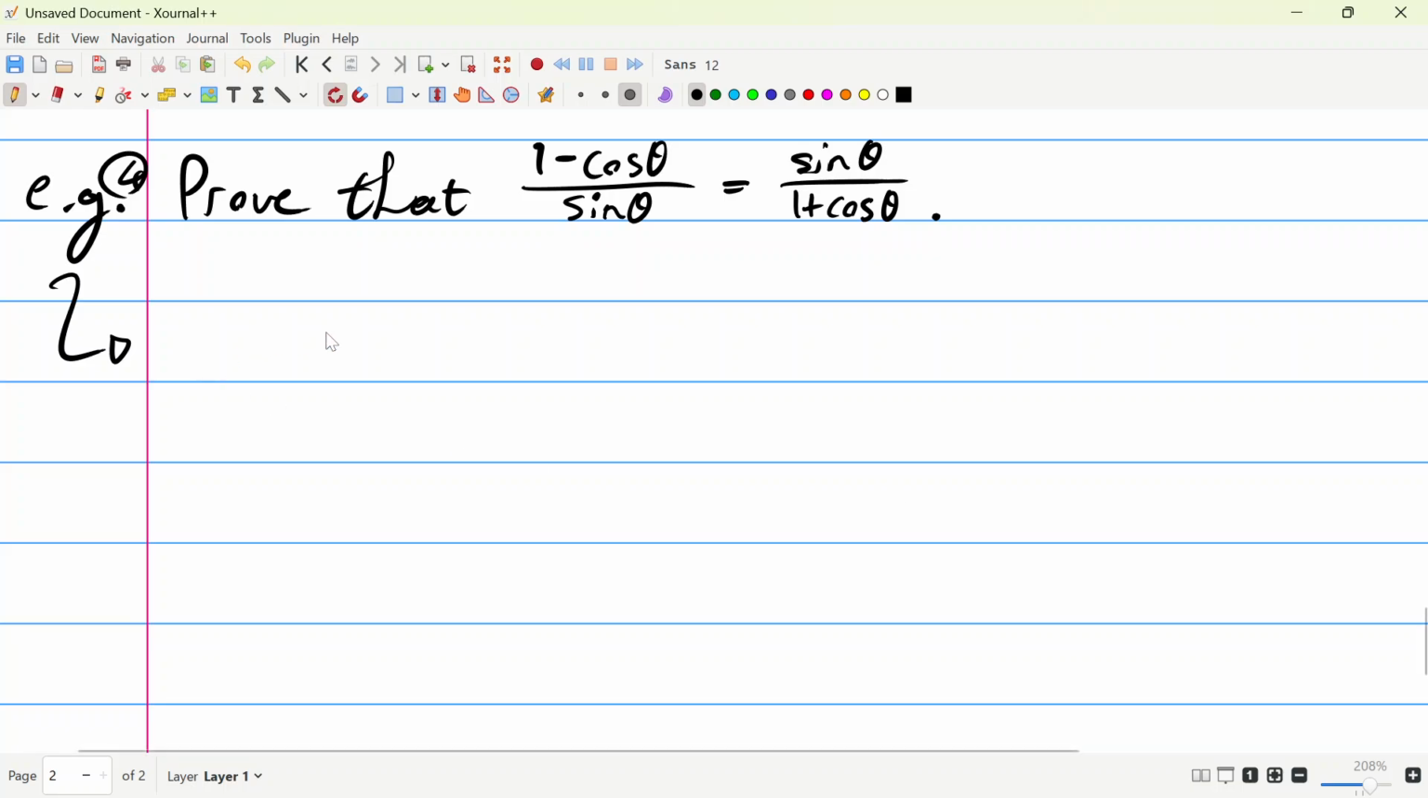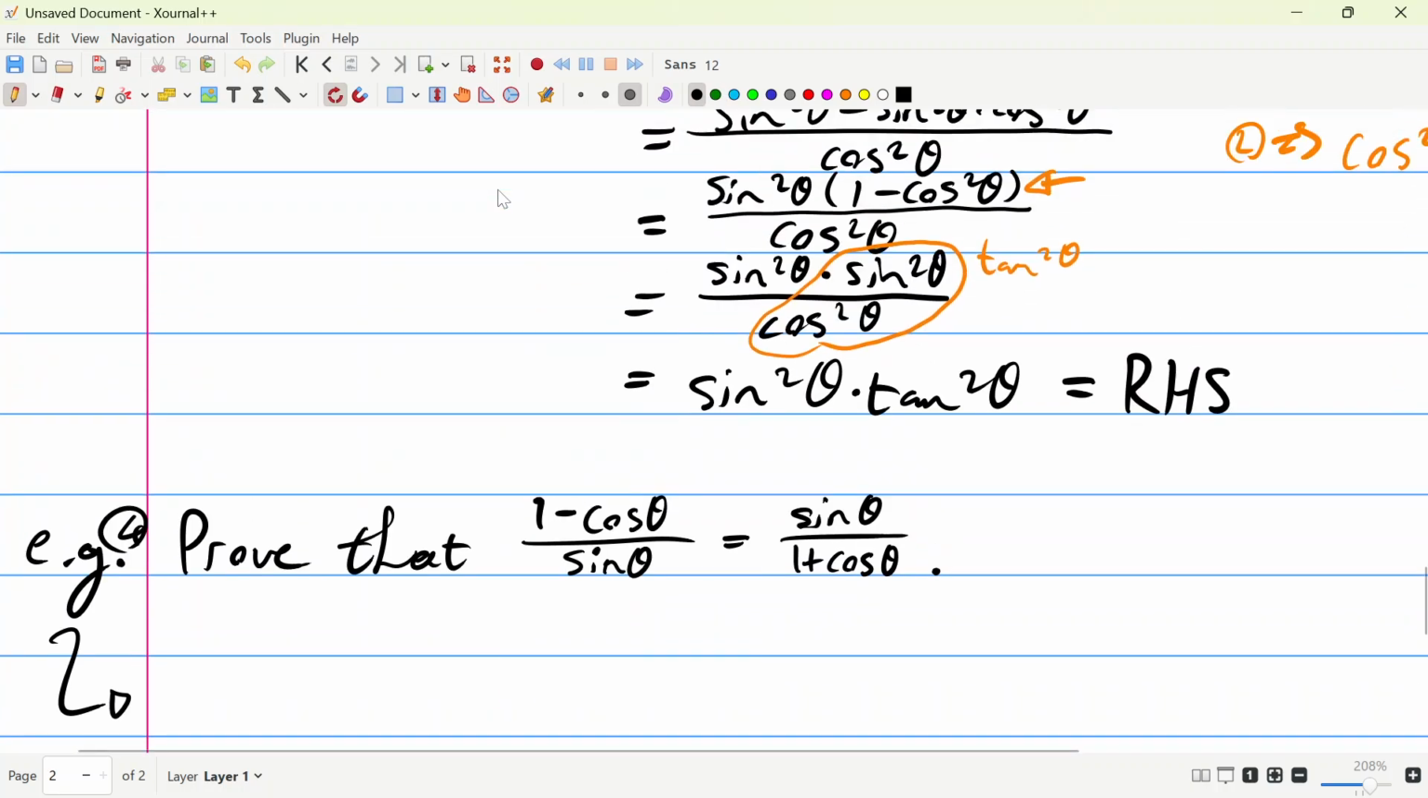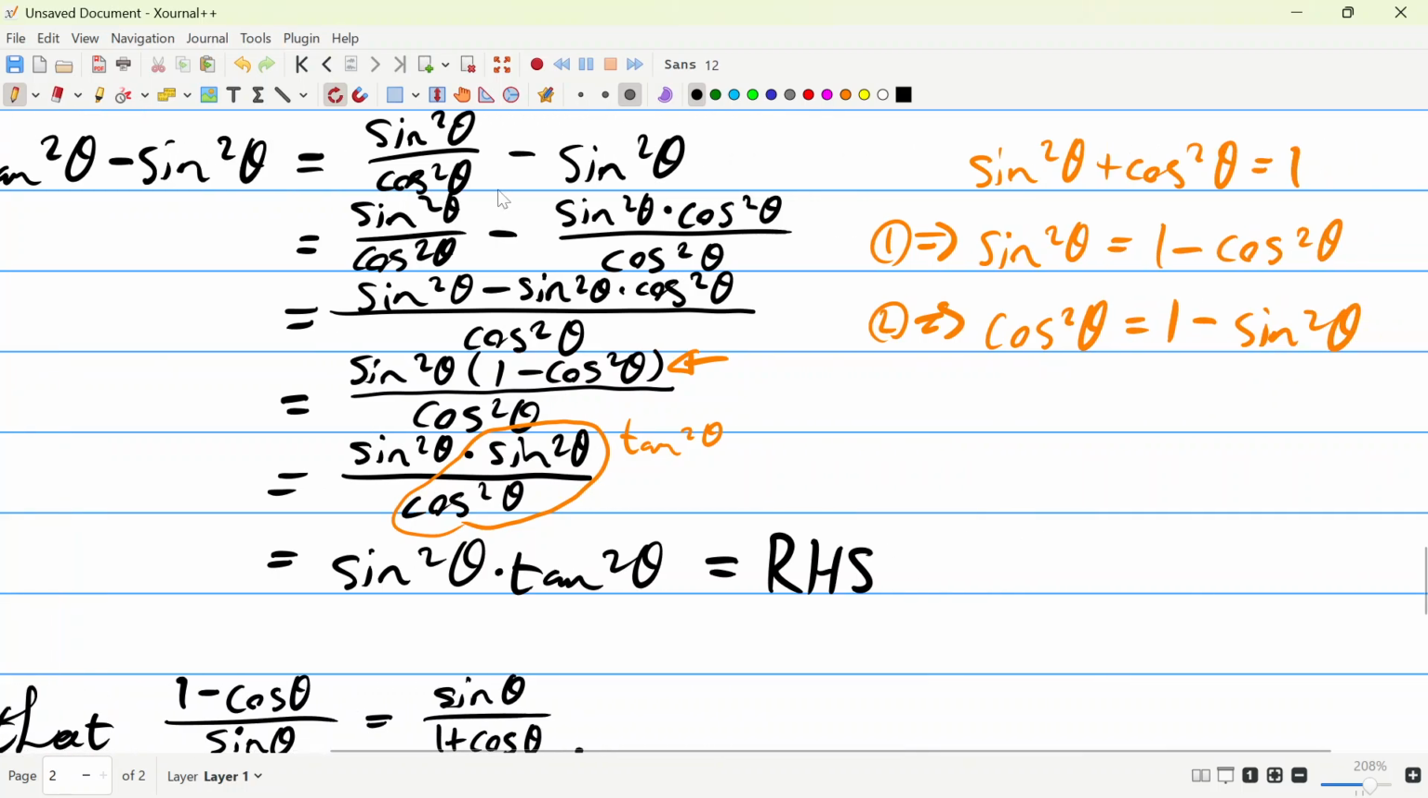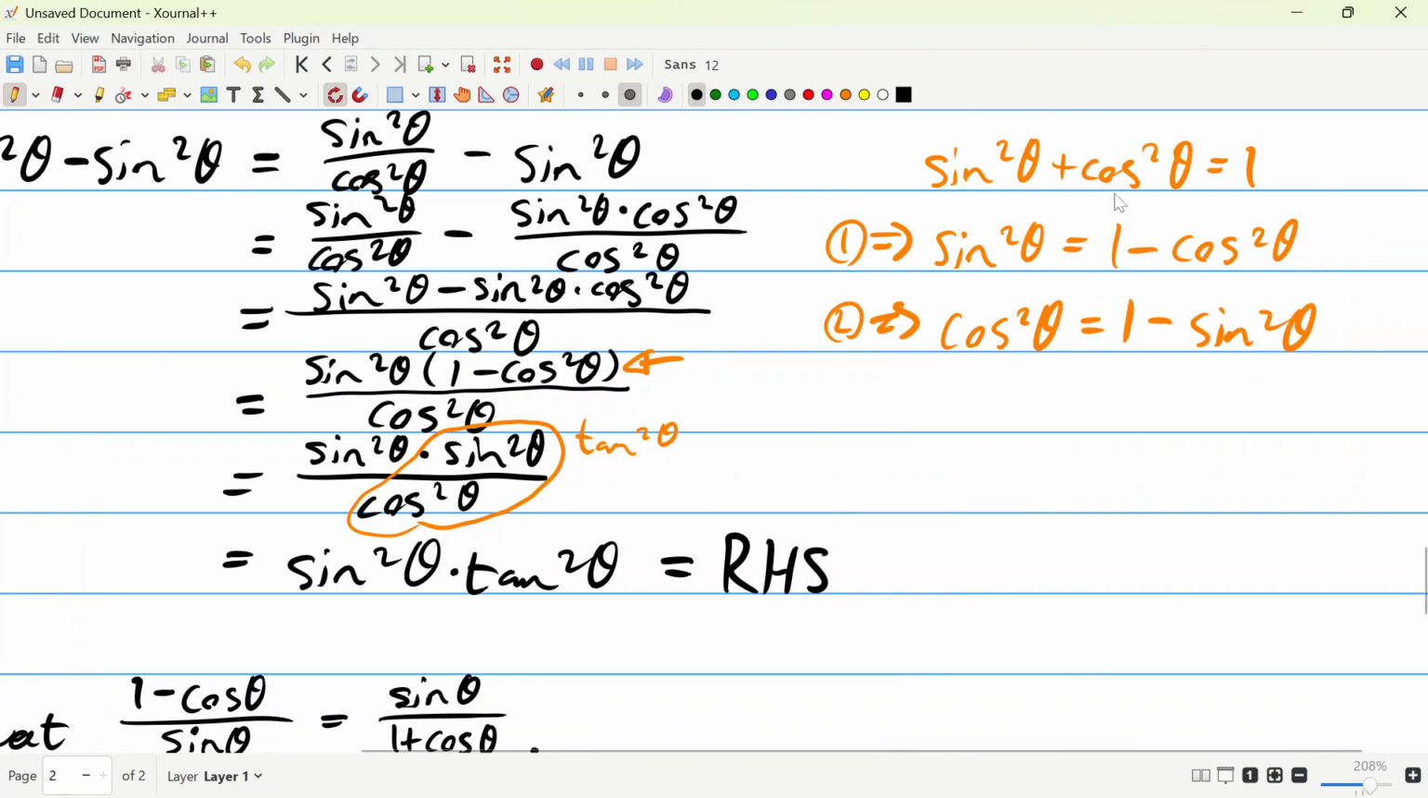So here's the last question I'm going to do for this video. Prove that (1 minus cos theta) over sine theta is equal to sine theta over (1 plus cos theta). Now here's a problem. We can't use any factorization for this one, and we can't really simplify using identities right now. So when you get this in an examination, you might panic, but remember these identities that we just went over, or I guess the same identity but manipulated.